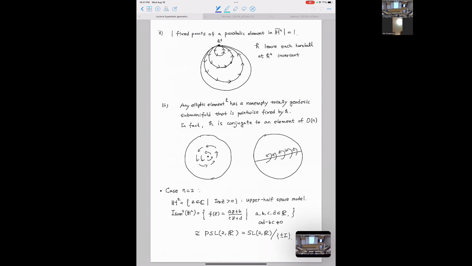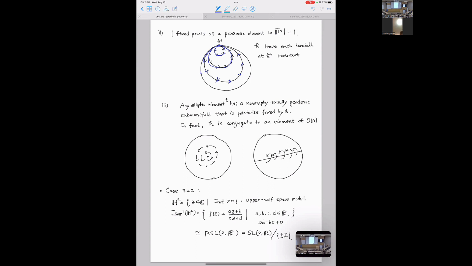And here, the second is the parabolic isometry. So a parabolic isometry has a unique fixed point on the boundary, h plus. Then there are horoballs based at h plus. So h leaves each horoball based at h plus invariant, and also h acts on each horosphere like a translation, like this.